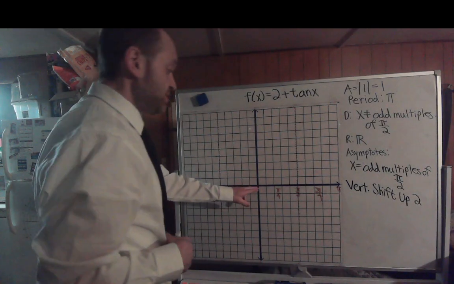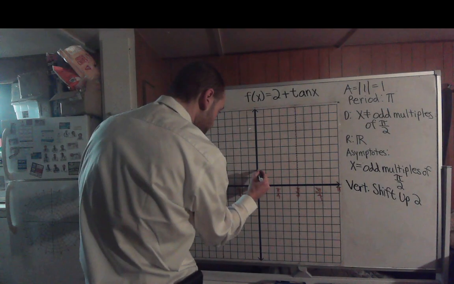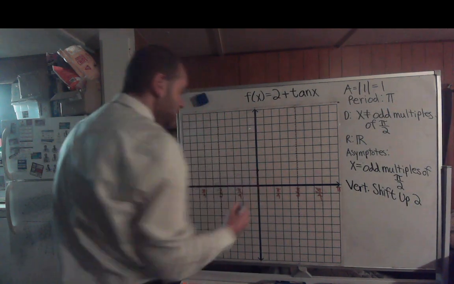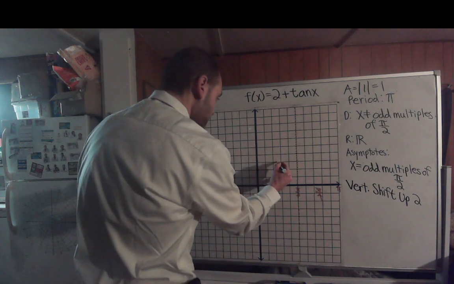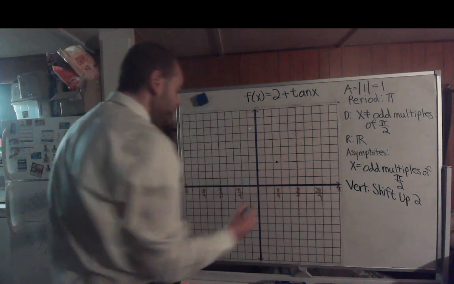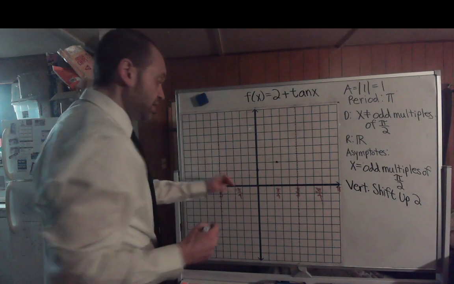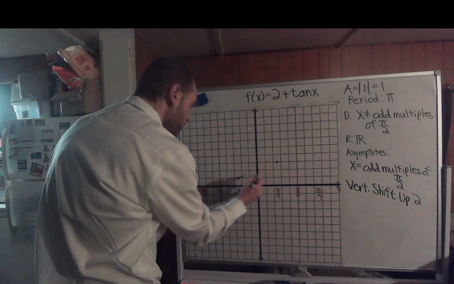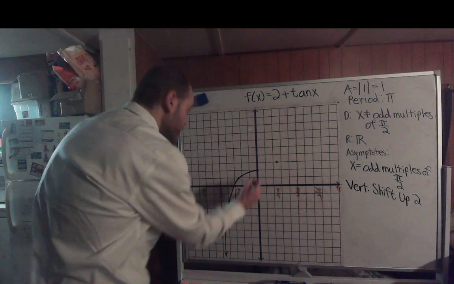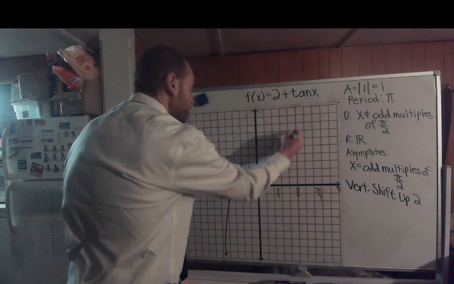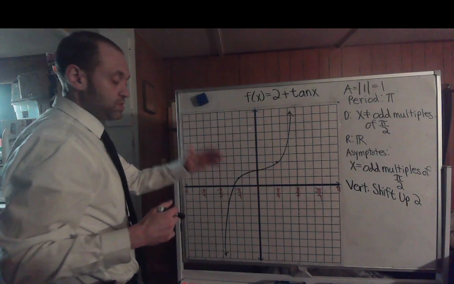The tangent of 0 now is normally 0, but if you add 2, you'll actually have a y-coordinate of 2. The tangent of pi over 4 is normally 1. If you add 2, you'll have a y-coordinate of 3. The tangent of negative pi over 4 is normally negative 1. If you add 2, you'll get positive 1. So here's what you're up against. Alright, so everything's been shifted upward 2.